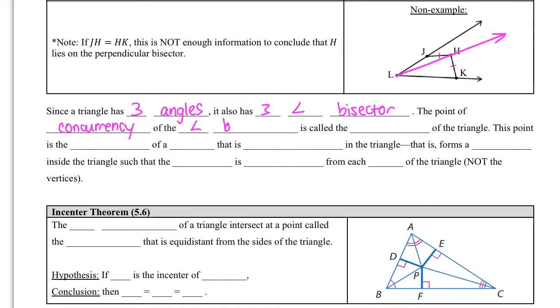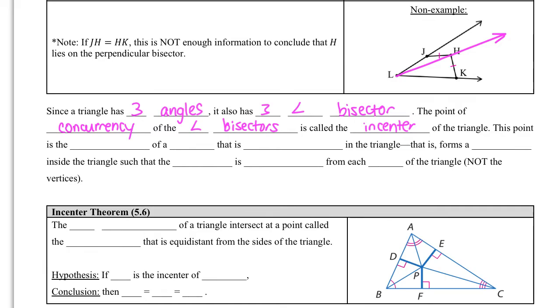So the point of concurrency for these angle bisectors. We're going to have a triangle. We're going to construct all three angle bisectors and they all intersect at the same point. And that point is called the incenter. So notice it's another center, and this is going to be a center of a different circle.